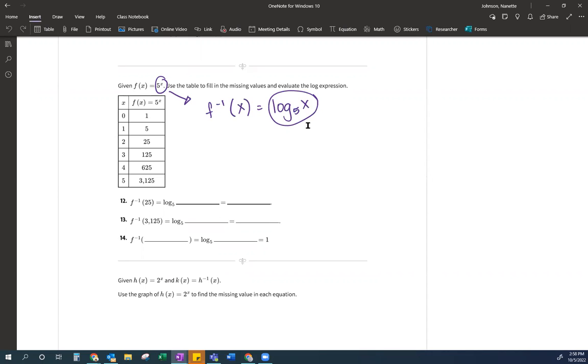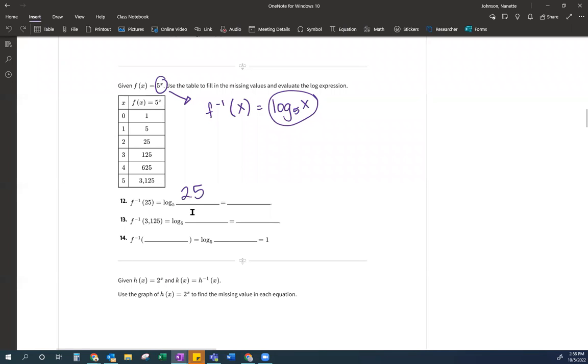One of the things that I used to do as a student is whenever I learned a new concept, at the top of my homework, I put the things that were important. So this is definitely something I would put at the top of my paper, right? So, okay, f inverse of 25 means log base 5 of 25. Oh, so you want me to put 25 there? Yes.